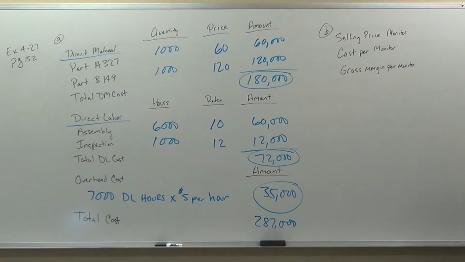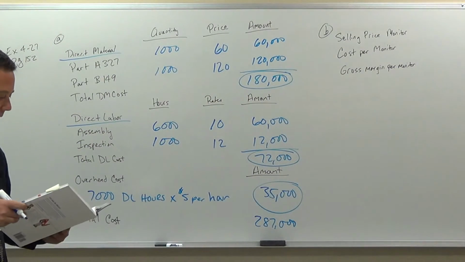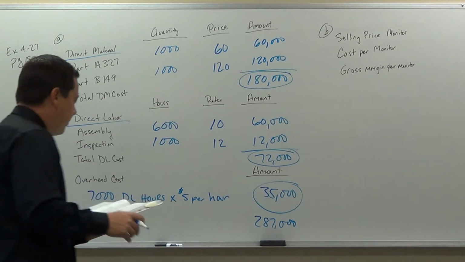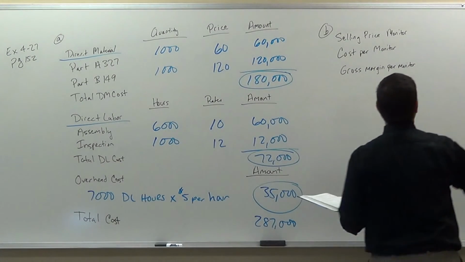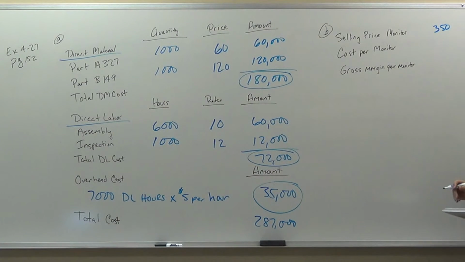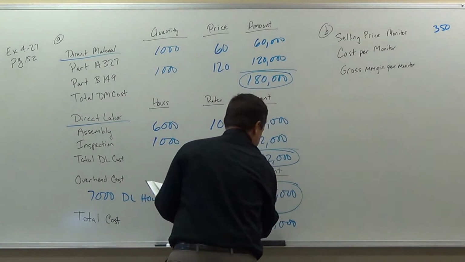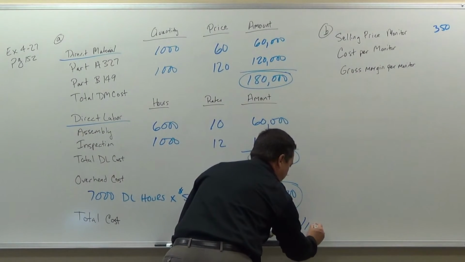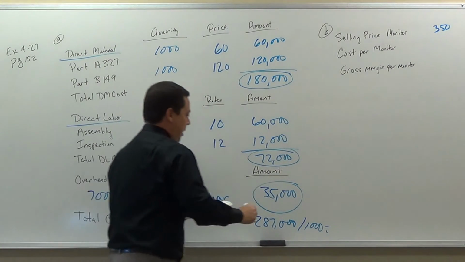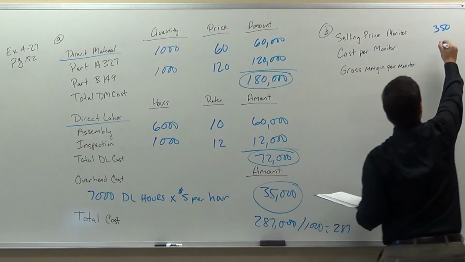All right. So let's get into the B part of the problem here. The B part asks us to determine the gross margin per monitor. Now, at the end of the problem, it tells us our selling price for the monitors is $350. So I had $350, and then my cost per monitor, well, what's that going to be? It says $287,000. I divide that by how many monitors I've done, which is 1,000 is my quantity, which is then 287. So that's my cost per monitor.